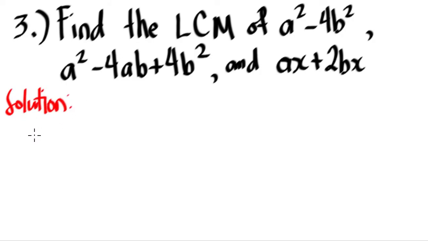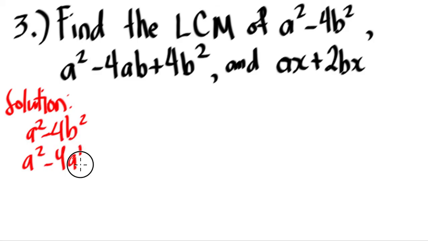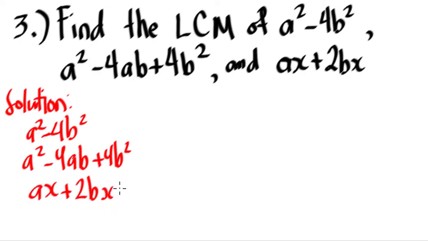So we're going to write them first one by one. So we have a squared minus 4b squared, we have a squared minus 4ab plus 4b squared, and we have ax plus 2bx. Now, instead of prime factorizing them, we need to factorize them as the procedures that we have talked about in the previous videos, like the difference of two squares, common monomial factoring, quadratic trinomials. We need to recall those things. Again, I have emphasized that we will be using that in the future.